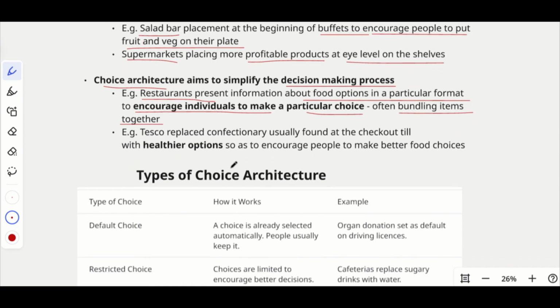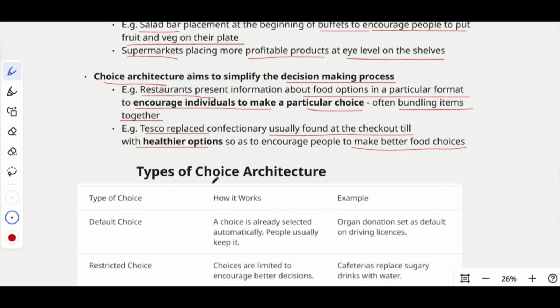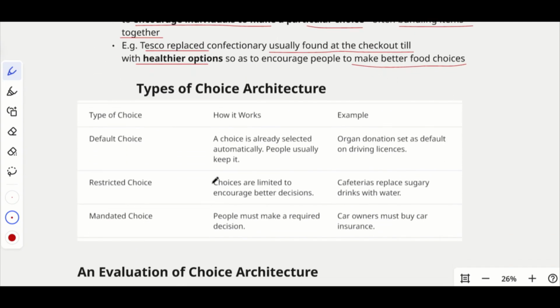Another example is that Tesco replaced confectionery usually found at the checkout till with a healthier option, so as to encourage people to make better food choices. So this can be helpful in many ways. Now let's see the types of choice architecture.